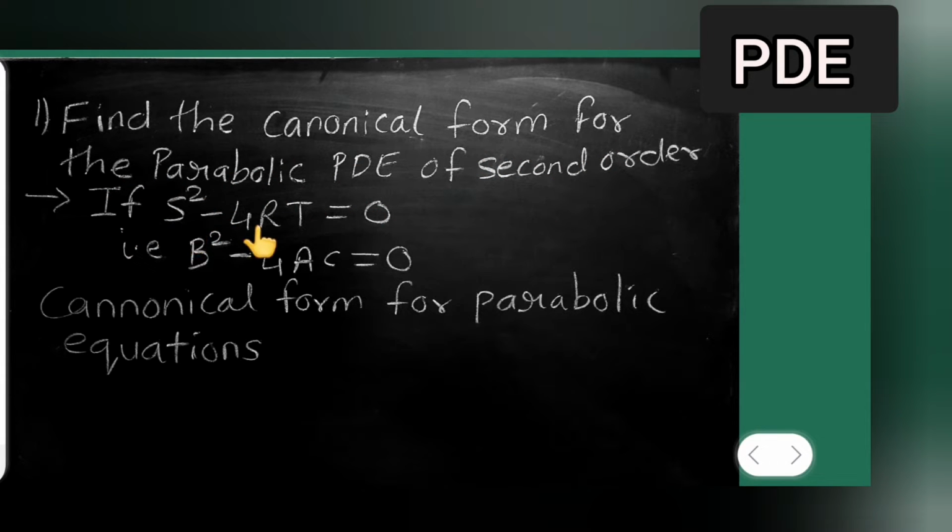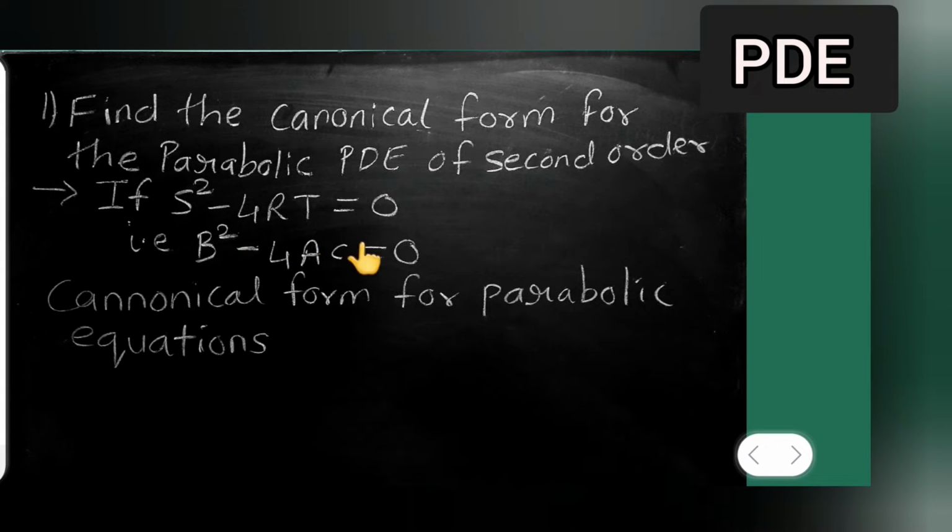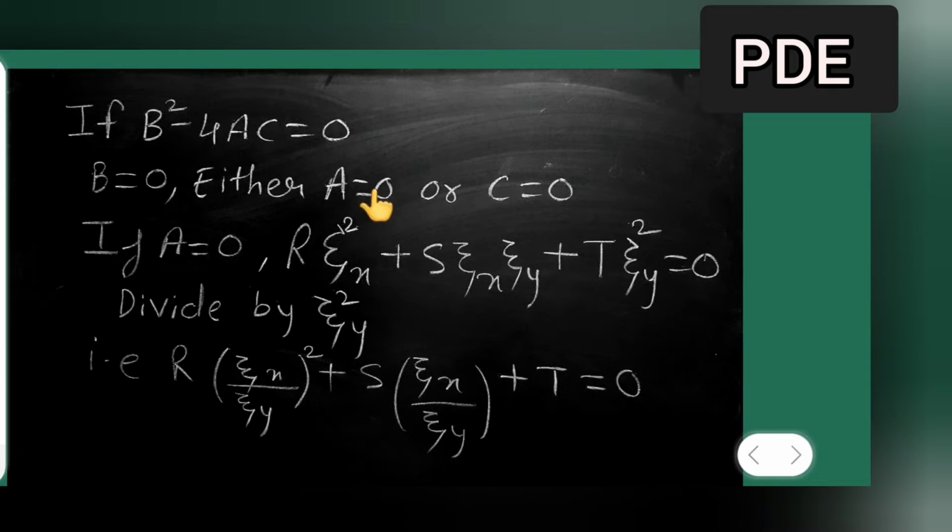If s square minus 4rt is equal to 0, that is b square minus 4ac is equal to 0. So we know that the parabolic equation is of this form, right? s square minus 4rt is equal to 0. So if this equation is a canonical form for the parabolic equation, okay, then b square minus 4ac is equal to 0.